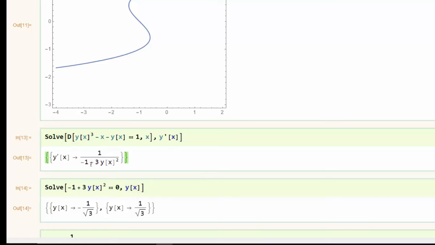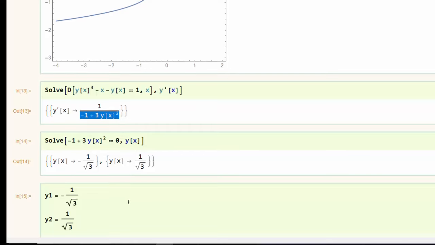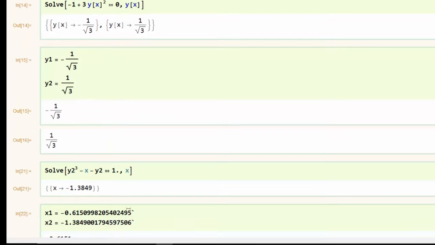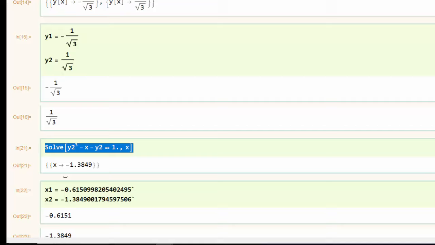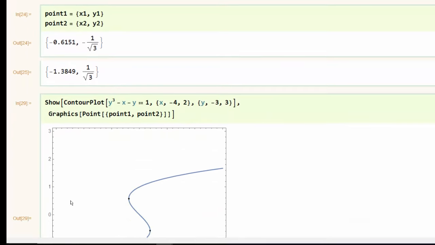If I want to find out where the slope is undefined, I looked at the denominator and found all the values that made the denominator equal to 0. Once I had those y values, I plugged them back into the equation to find the associated x values, and that gave me my points. And then I was able to plot all that content together.